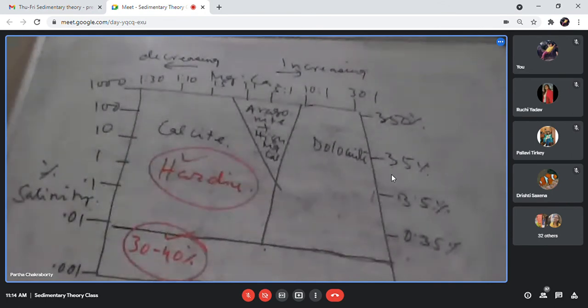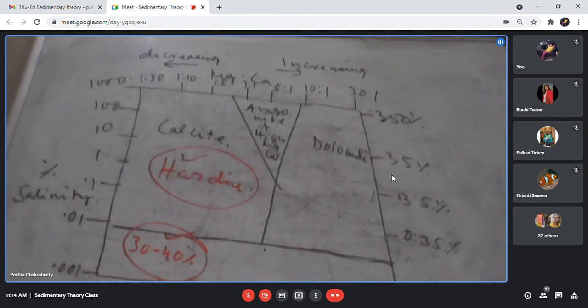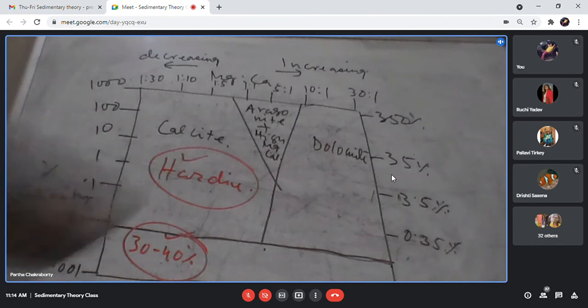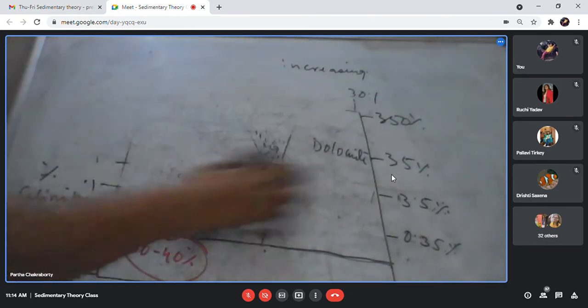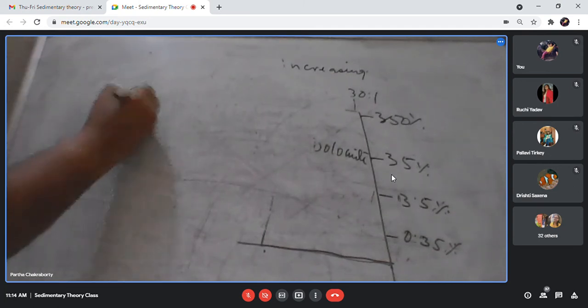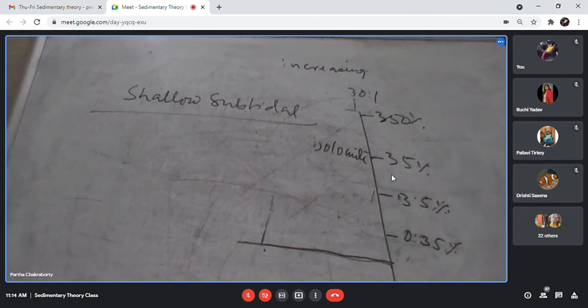Now there is a third model, which is a shallow subtidal model. What it says is dolomitization by normal seawater, with no salinity decrease, no salinity increase. Because one model talked to you about the salinity increase, the other model talked about salinity decrease. In one model, you are mixing the meteoric water. In the other model, you are evaporating the seawater to make it dense. Two different extremes. Now a third model has come, which talks about the shallow subtidal model. Shallow subtidal model. Okay? Shallow subtidal model.